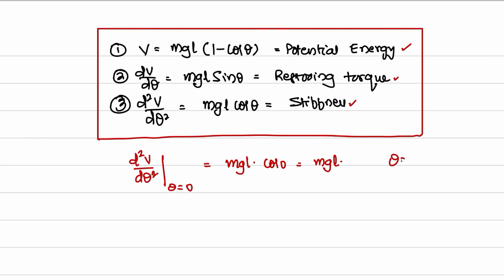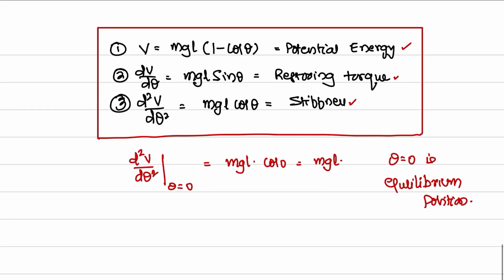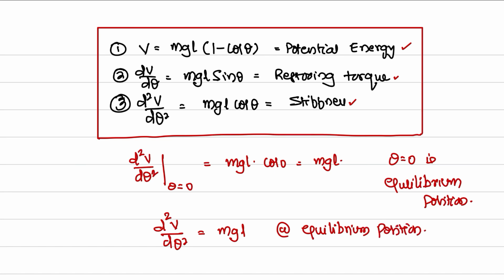Theta is equal to 0 is called the equilibrium position. Please try to understand. That means d square V by d theta square is equal to mgl at the equilibrium position, theta is equal to 0. This is what we have arrived at from the above.